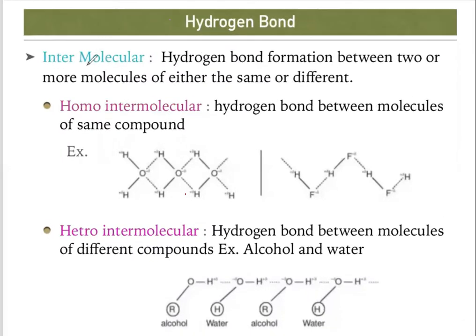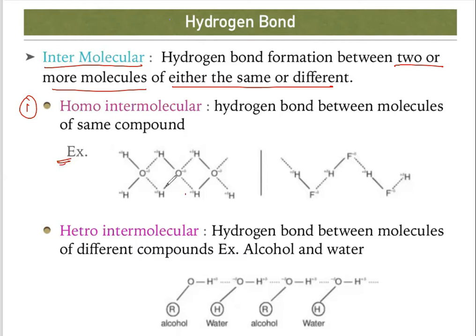So next we are going to discuss the intermolecular hydrogen bonding. What does the statement say? The statement says that a hydrogen bond formed between two or more molecules, either of the same or different compounds. Okay. So what is the example? First one is homo intermolecular. Homo intermolecular means the hydrogen bond between molecules of the same compound.